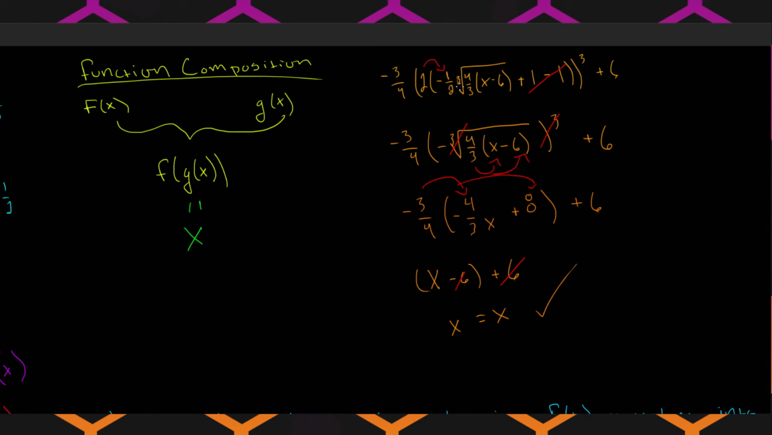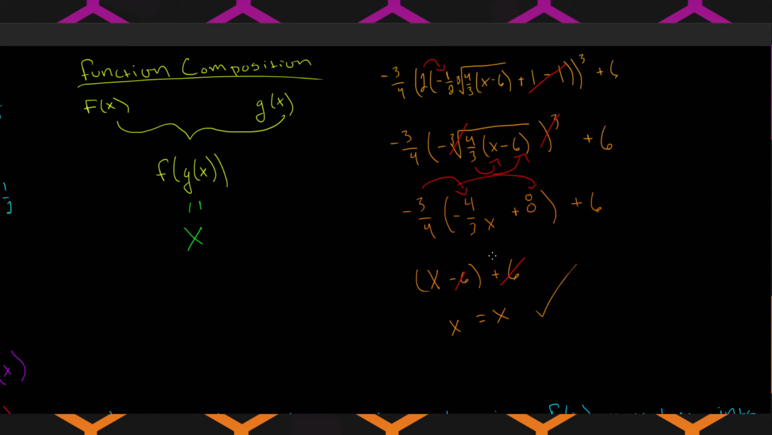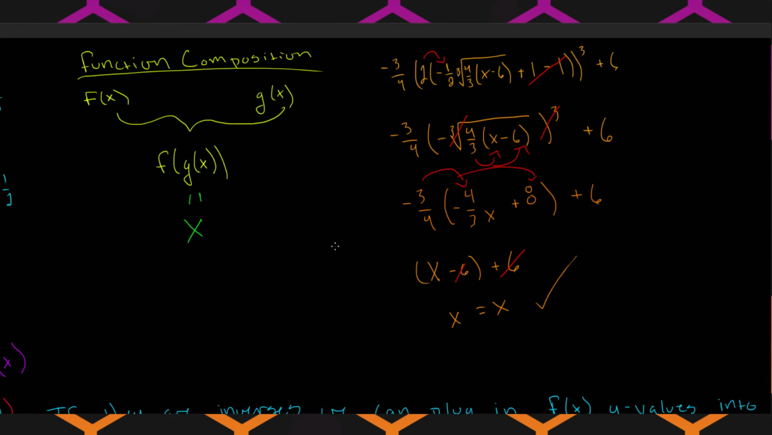So after distributing the 2 and canceling out the 1 and negative 1, we can go down here and cancel out the cube root and the power of 3. Distributing the 3/4, we get positive 1x and negative 6. Negative 6 and positive 6 cancel out, x equals x, I'm sorry. So that's another way to see if these two equations are inverse, by using function composition.